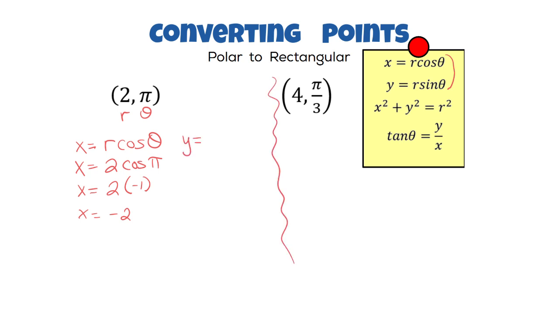So now I'm going to do y equals r sine theta. So let's fill in our r and our theta. Y is equal to 2 sine of pi. But I know that the sine of pi is 0. So y is just 0.